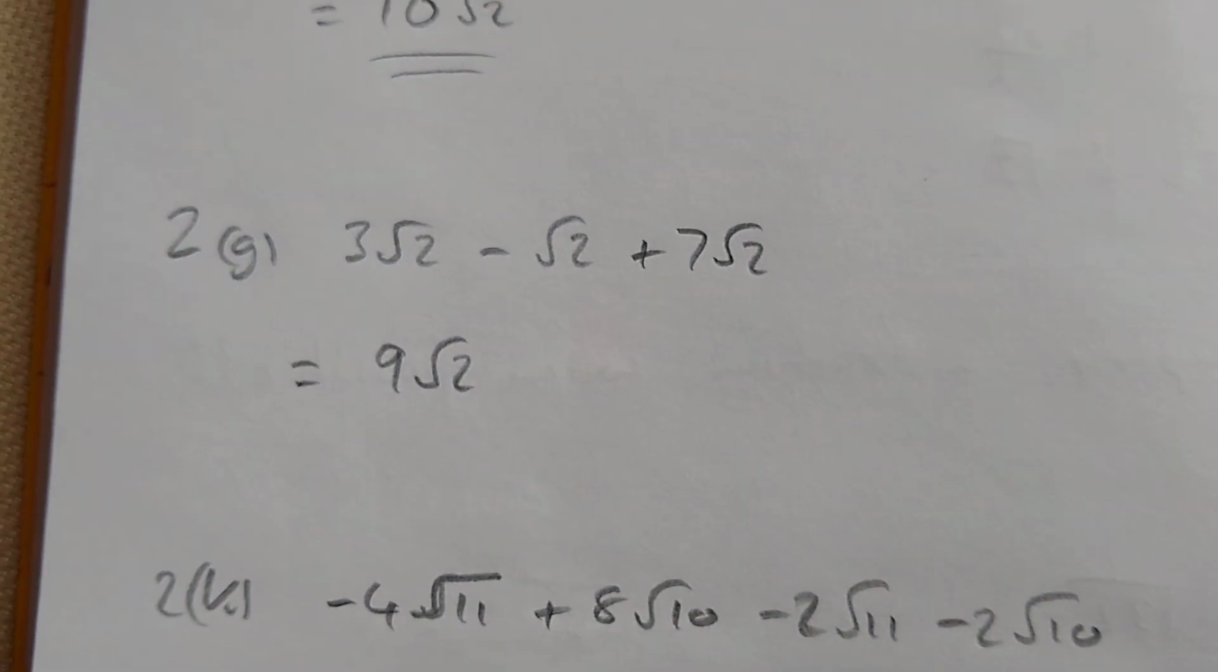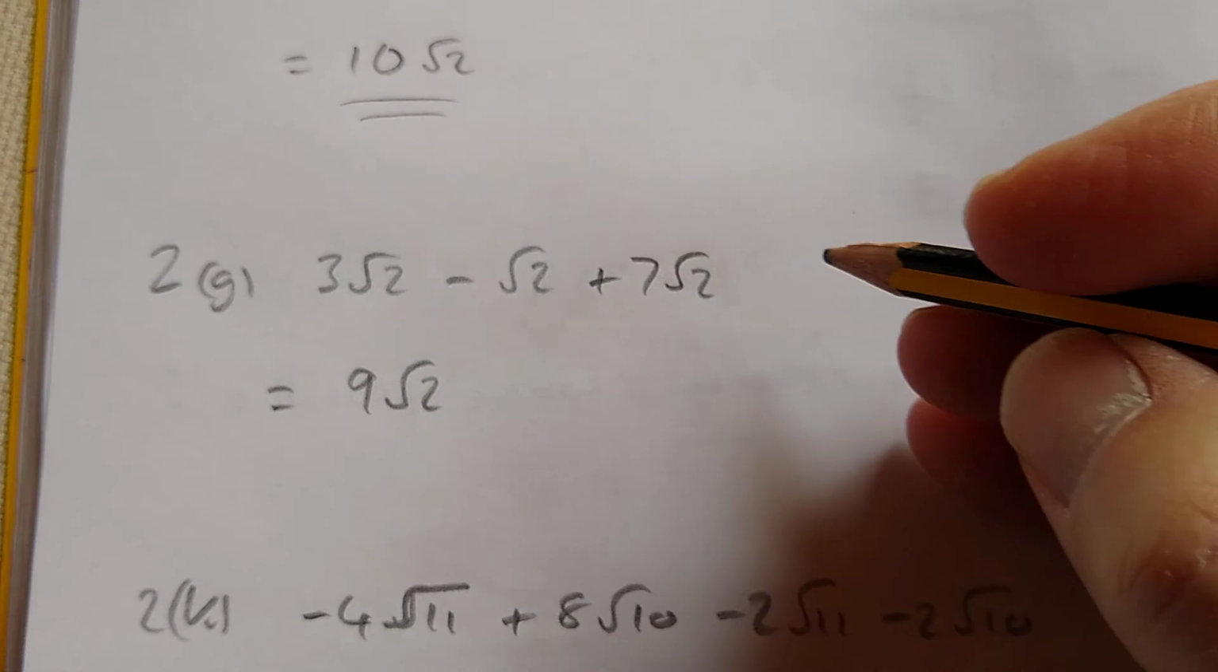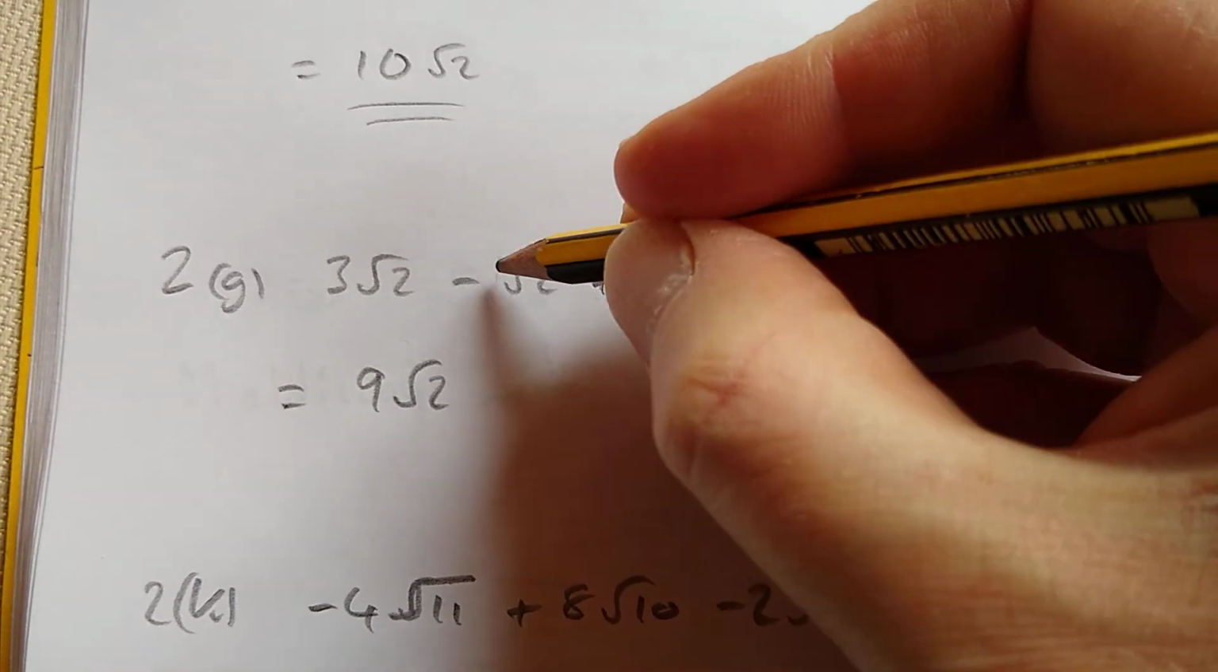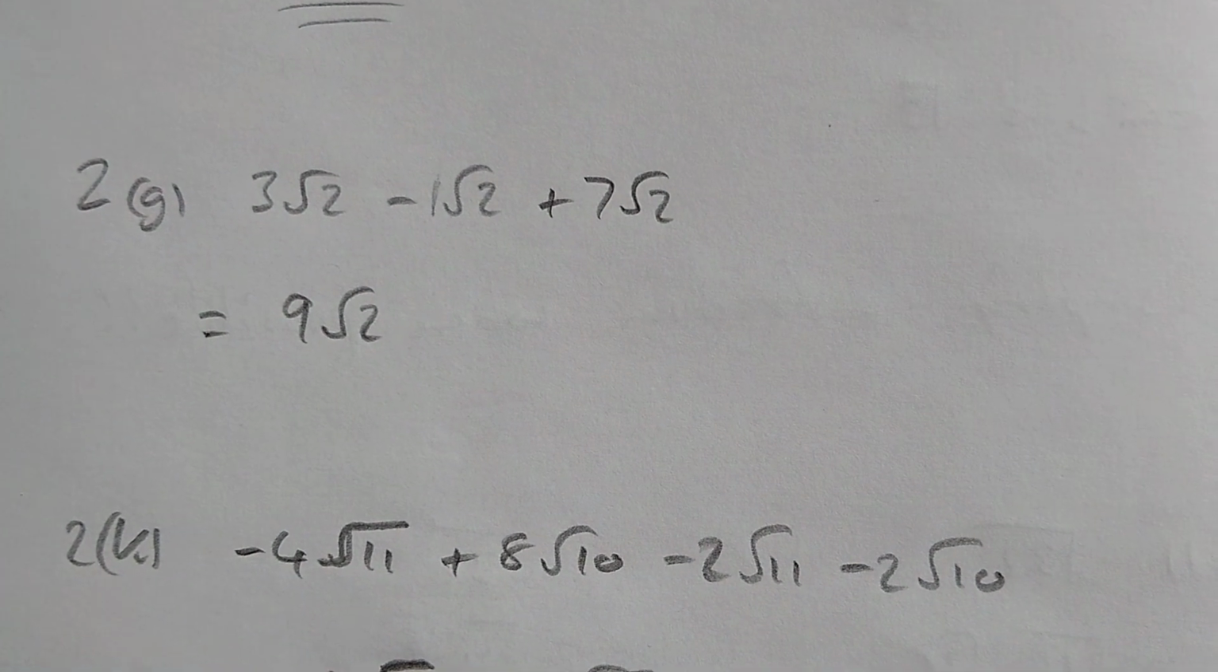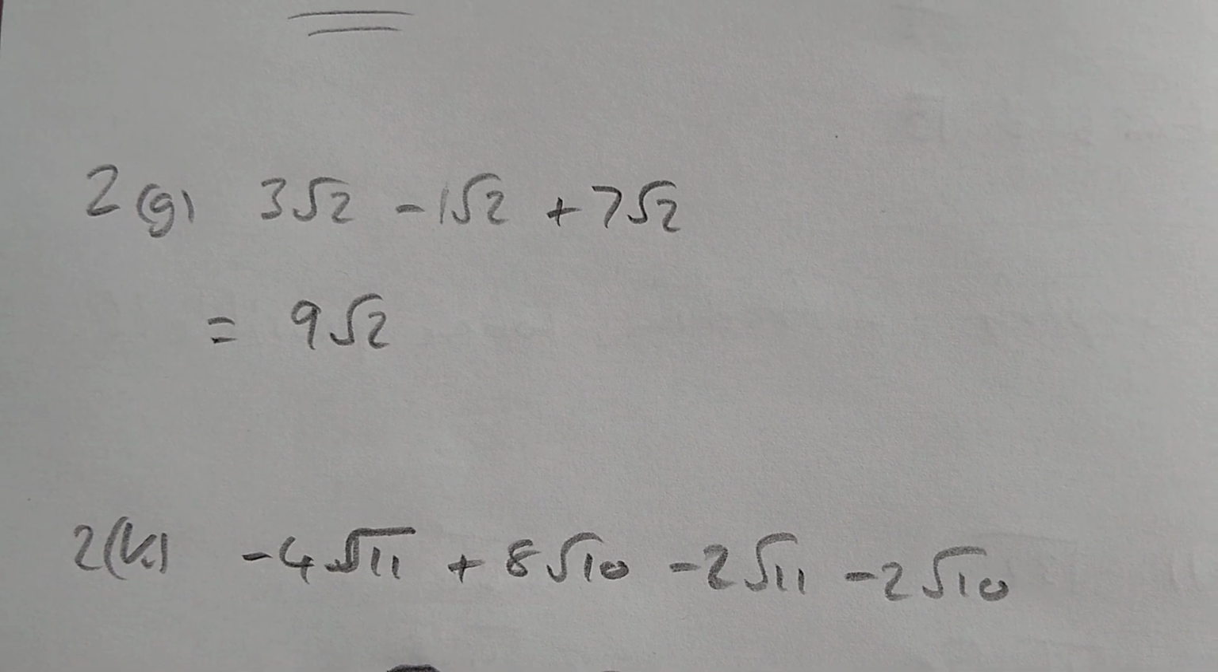2G, I think you'll all be okay with this, but just in case, remember guys, root 2 is 1 root 2. So we essentially got 3 minus 1, which is 2, plus 7, which is 9. So we have 9 root 2's.